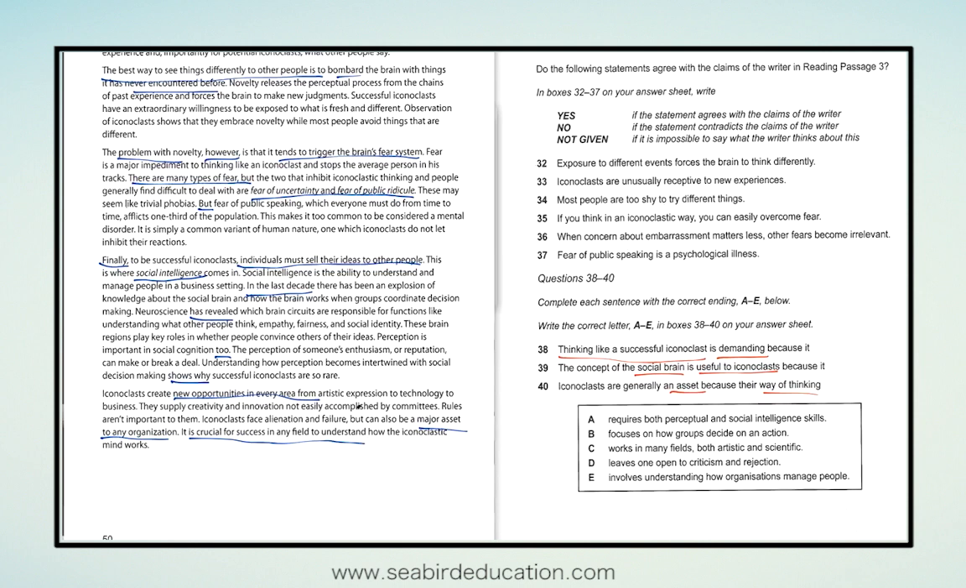New opportunities in every area. They supply creativity and innovation, not accomplished by committees.